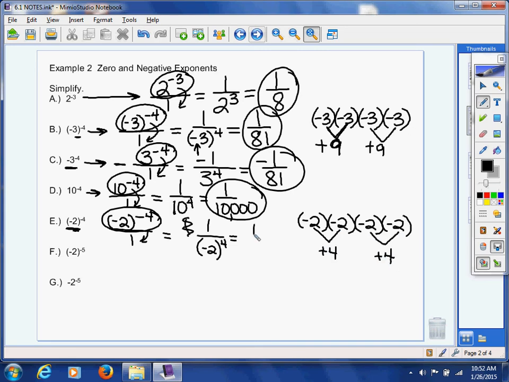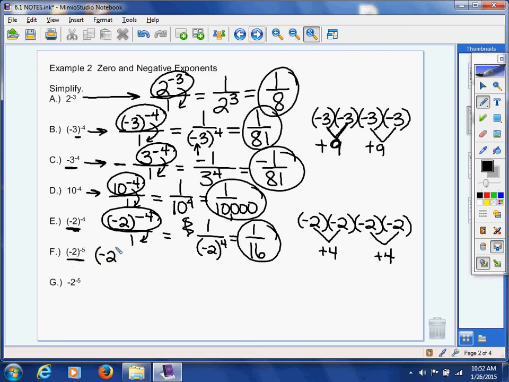And so you'll end up with a +16 down bottom. Okay, that's what happens, that even exponent will wipe out any negative signs that are in the parentheses with our number. Let's look and see what happens in letter F.